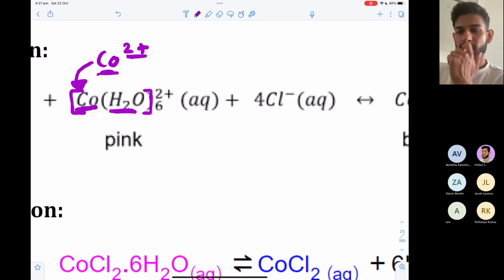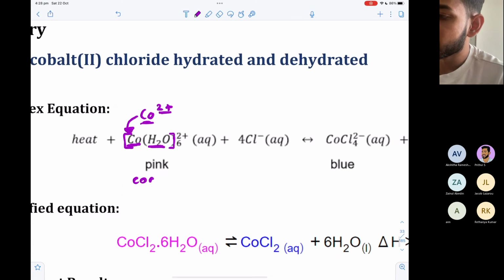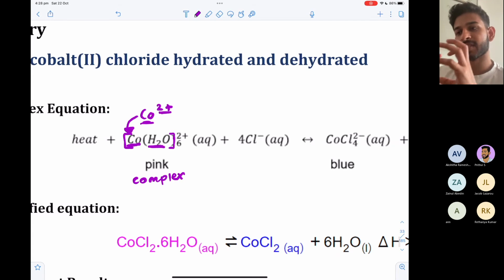Does anyone know what we call colored chemical species of metals? An example would be copper is always blue. Cobalt in this case is pink. Does anyone know what we call colored metal species in water? Starts with C. Complexes. Okay? So whenever you have a metal that's combined to water and has a charge, you call that a complex.